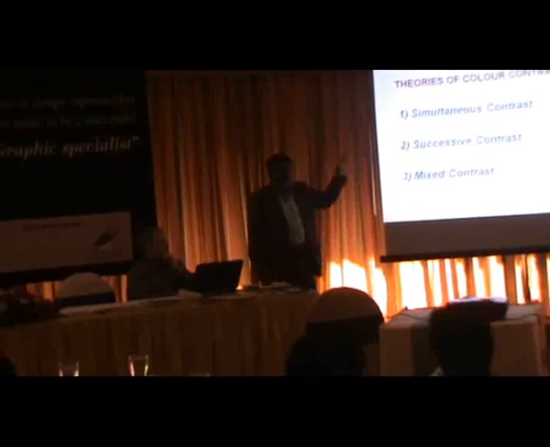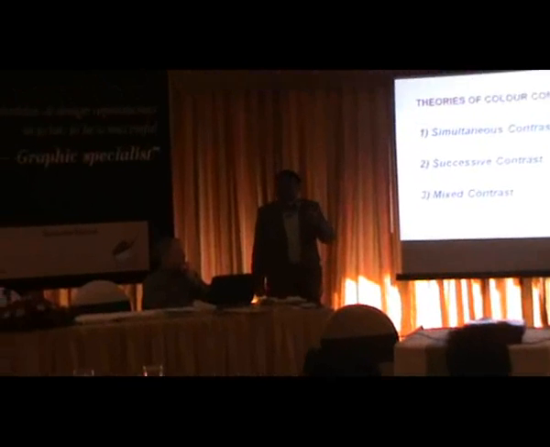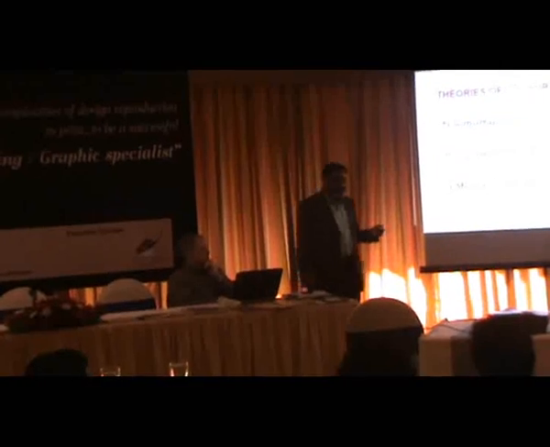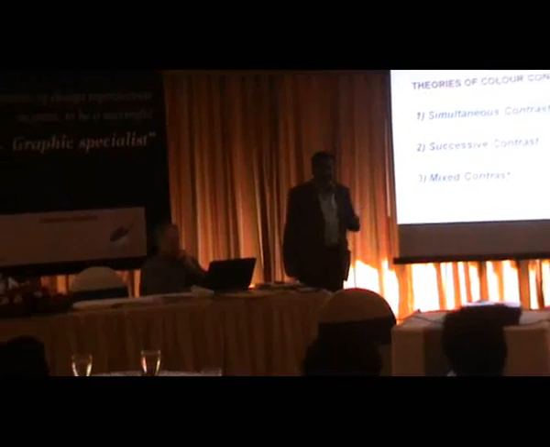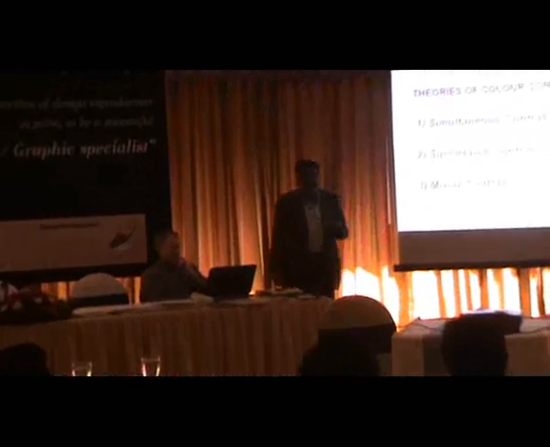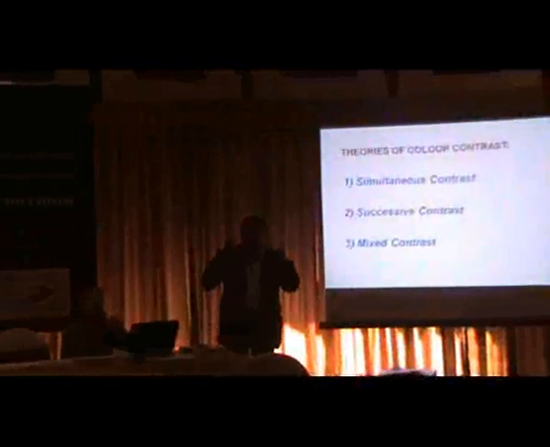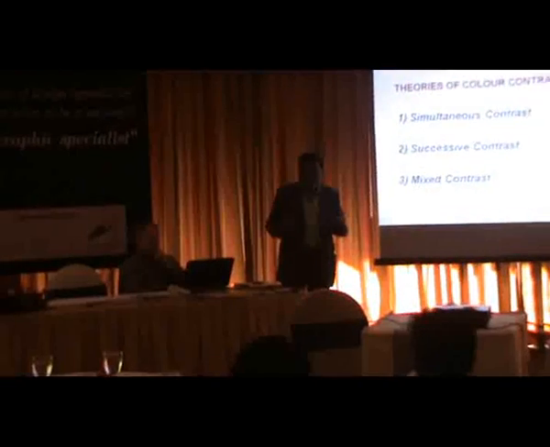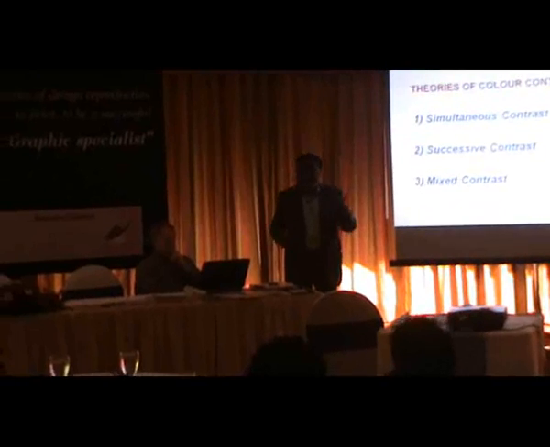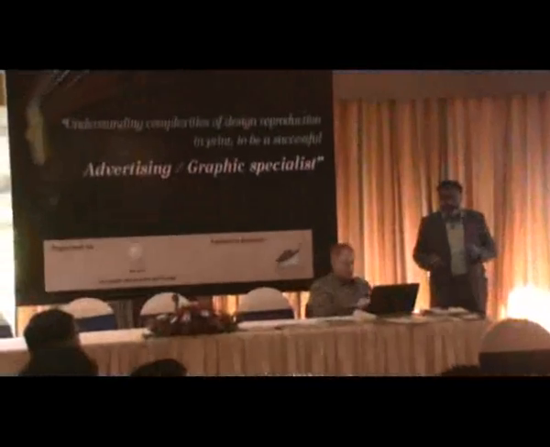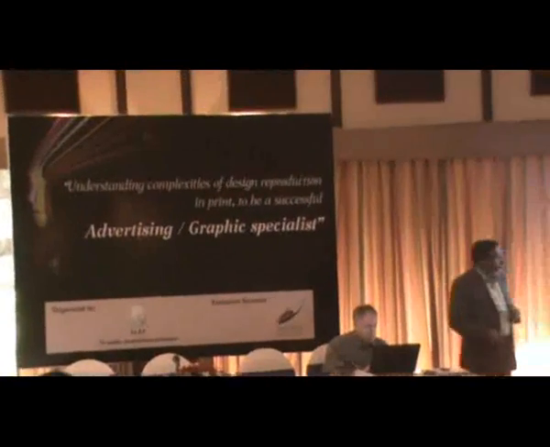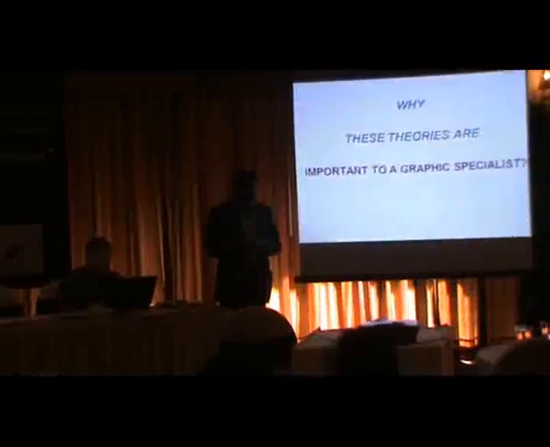Three things happen in the brain which are very important to a printer or a designer or an advertising specialist. These are, number one, simultaneous contrast, successive contrast, and mixed contrast. These are the three things. They keep on happening in the brain. Whenever you see something, whenever you deal with color, these three things happen. We'll try to understand what that is, and why these theories are important to a graphic specialist.